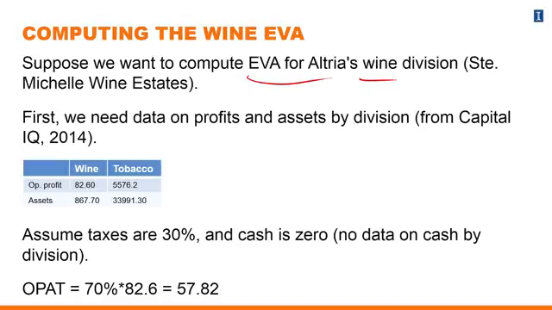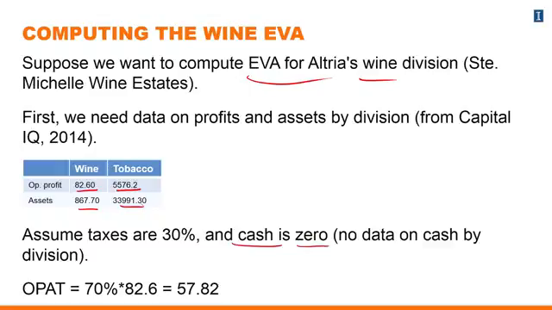If you are inside the company, you're definitely going to have that information, right? Even at a more granular level, even for specific projects and all that, okay? In the case of Altria, they were nice, and they actually report data separately for different divisions. In particular, we are using here the wine and the tobacco division. We have operating profits and assets separately by division. What we don't have is cash separated by division here, okay? It turns out that Altria does not hold that much cash, so we're just going to assume for this calculation that cash is equal to 0, okay?